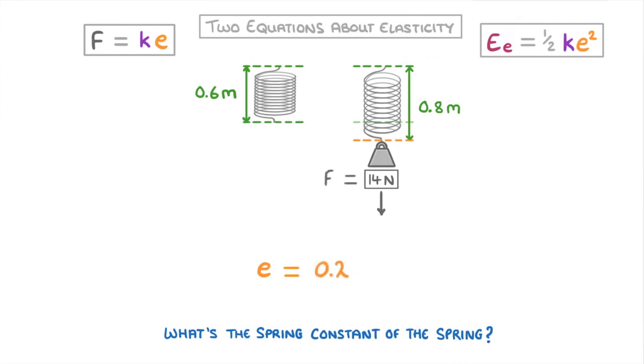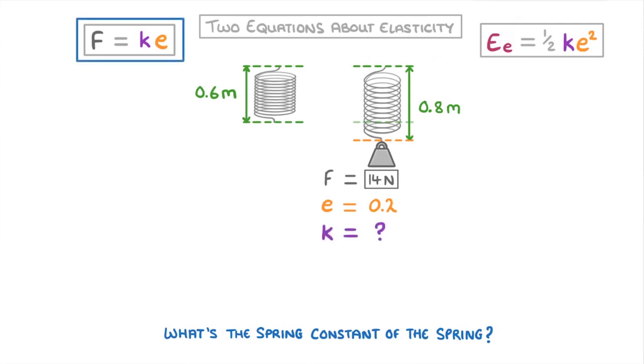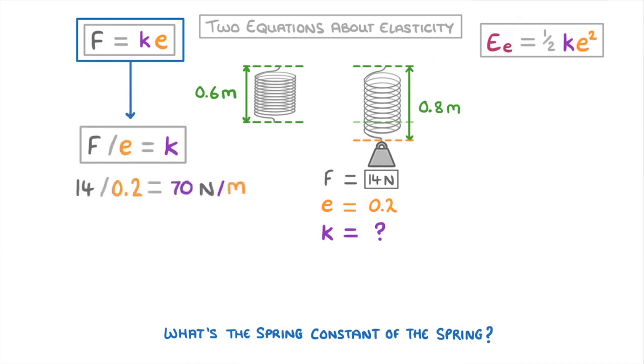So we now know the force and the extension, and we want to find the spring constant. If we look at our two equations, we can see that we would have to use F equals Ke, and then rearrange it to get F over e equals K, which if we plug in 14 divided by 0.2, gives us 70 newtons per meter as our spring constant.